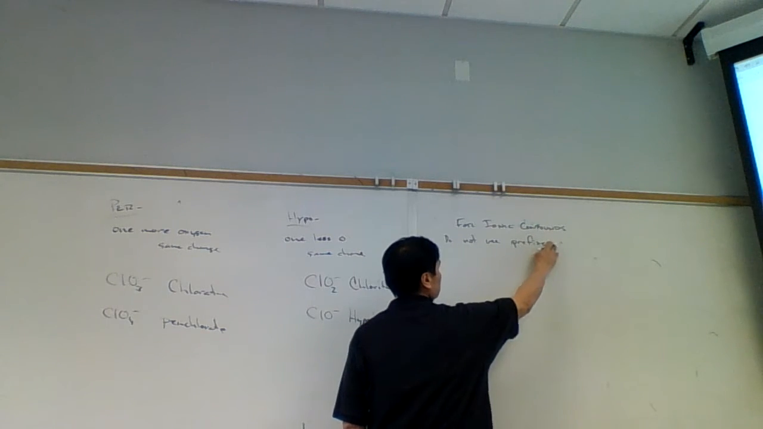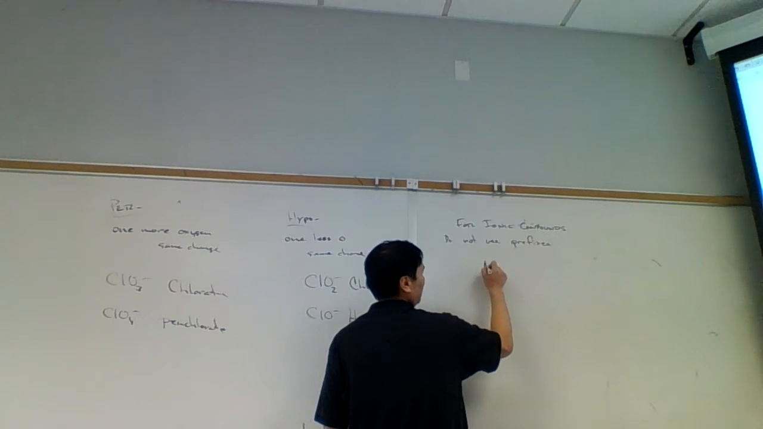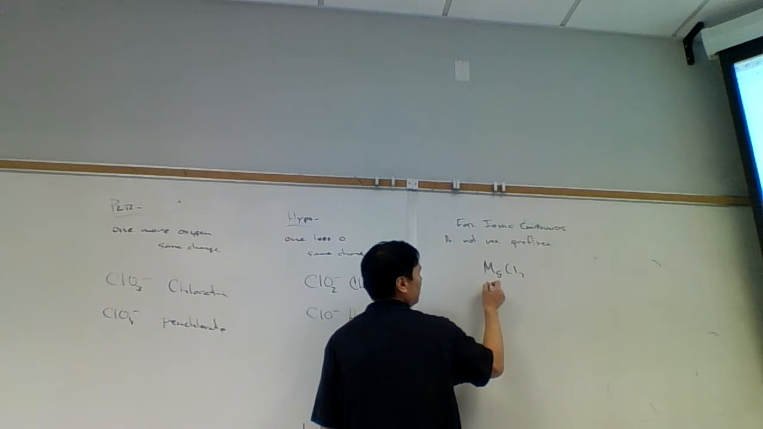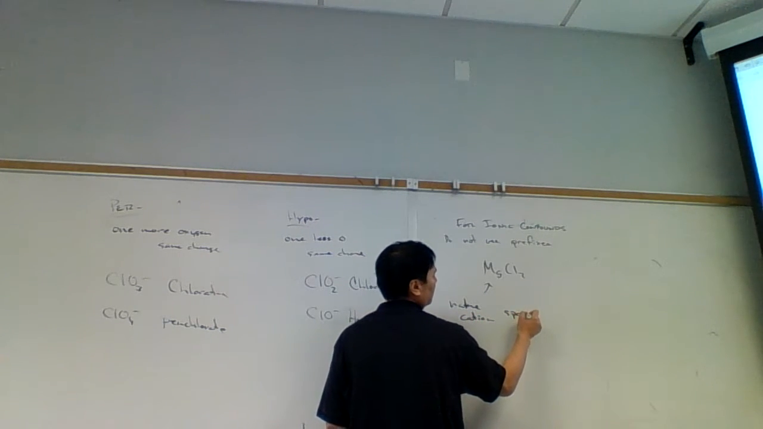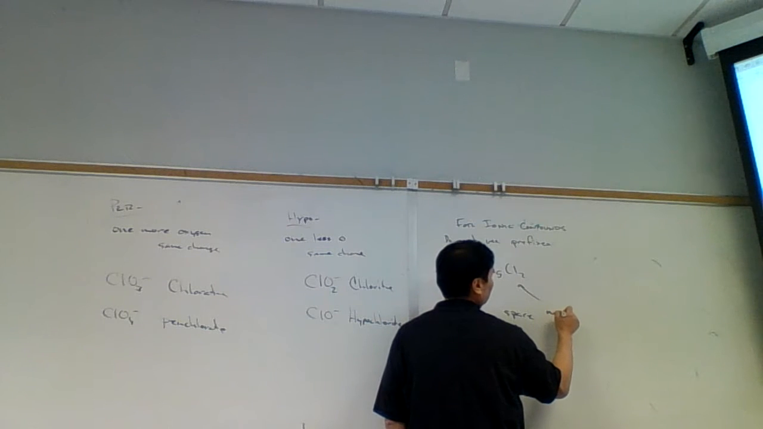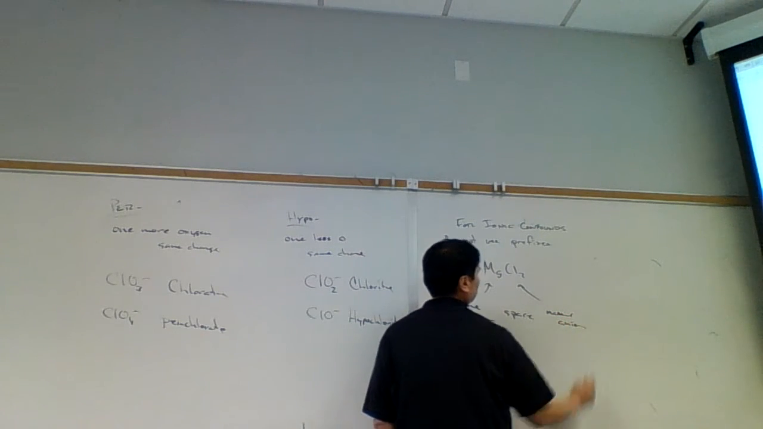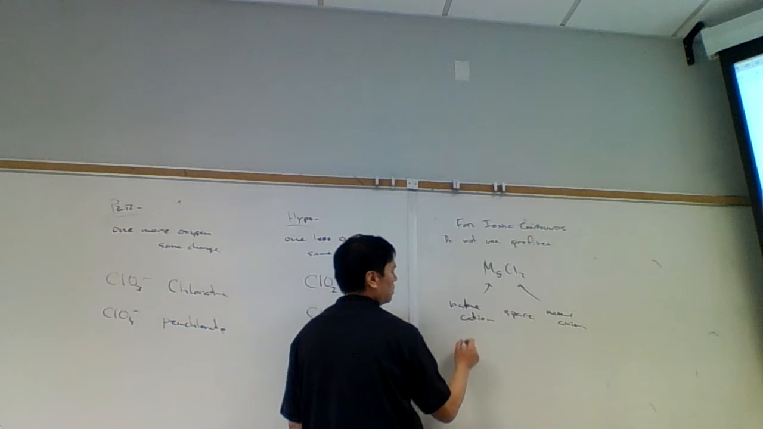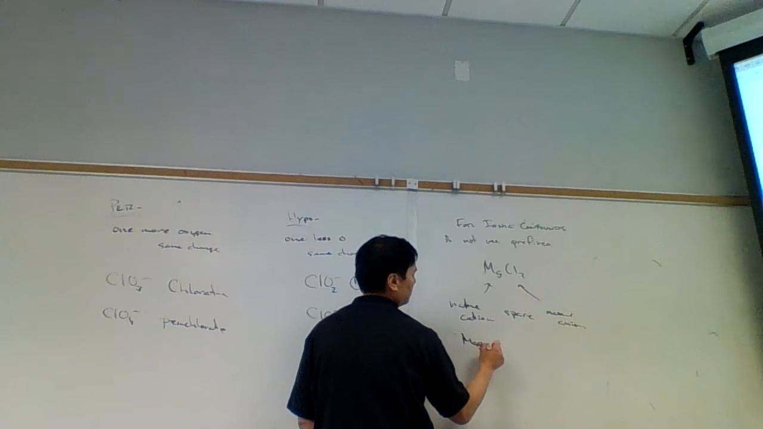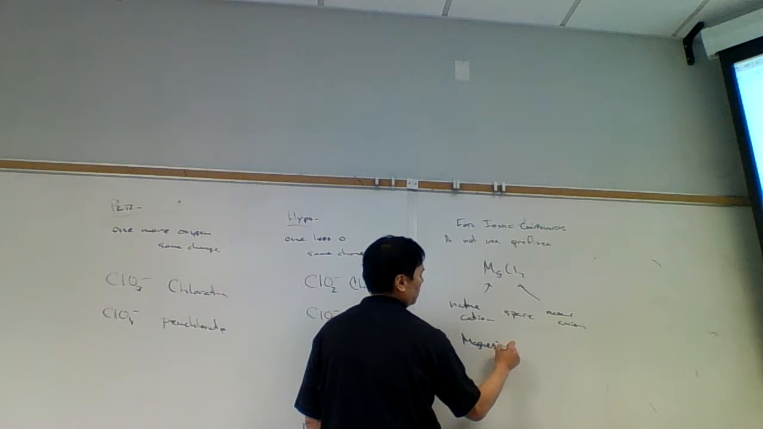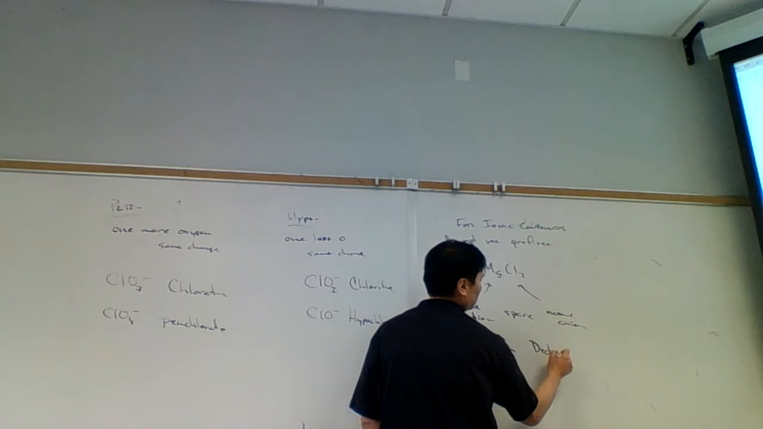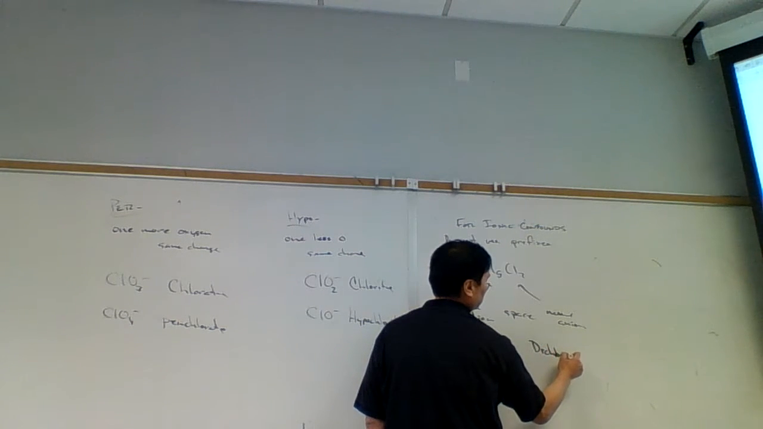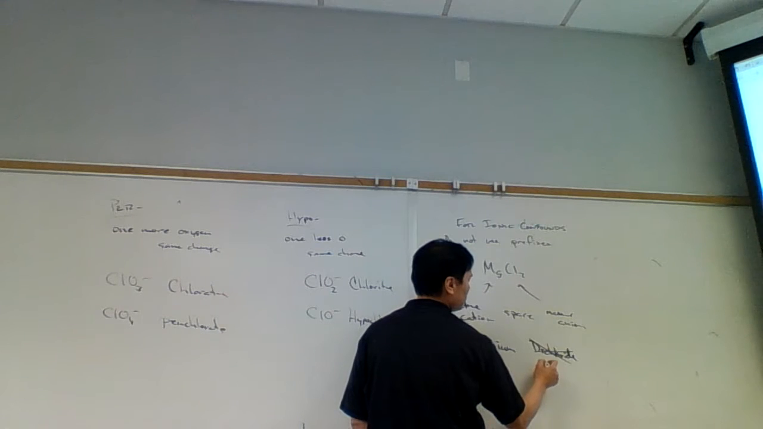So what I mean by this is this. When we name it, let's say we want to name MgCl2. We first name the cation, and then we put a space, and then we name the anion. The cation is a fixed charge, so the name is just magnesium. The anion is monatomic, so we do not call it dichloride, although you could. This is not magnesium dichloride, it's just magnesium chloride.